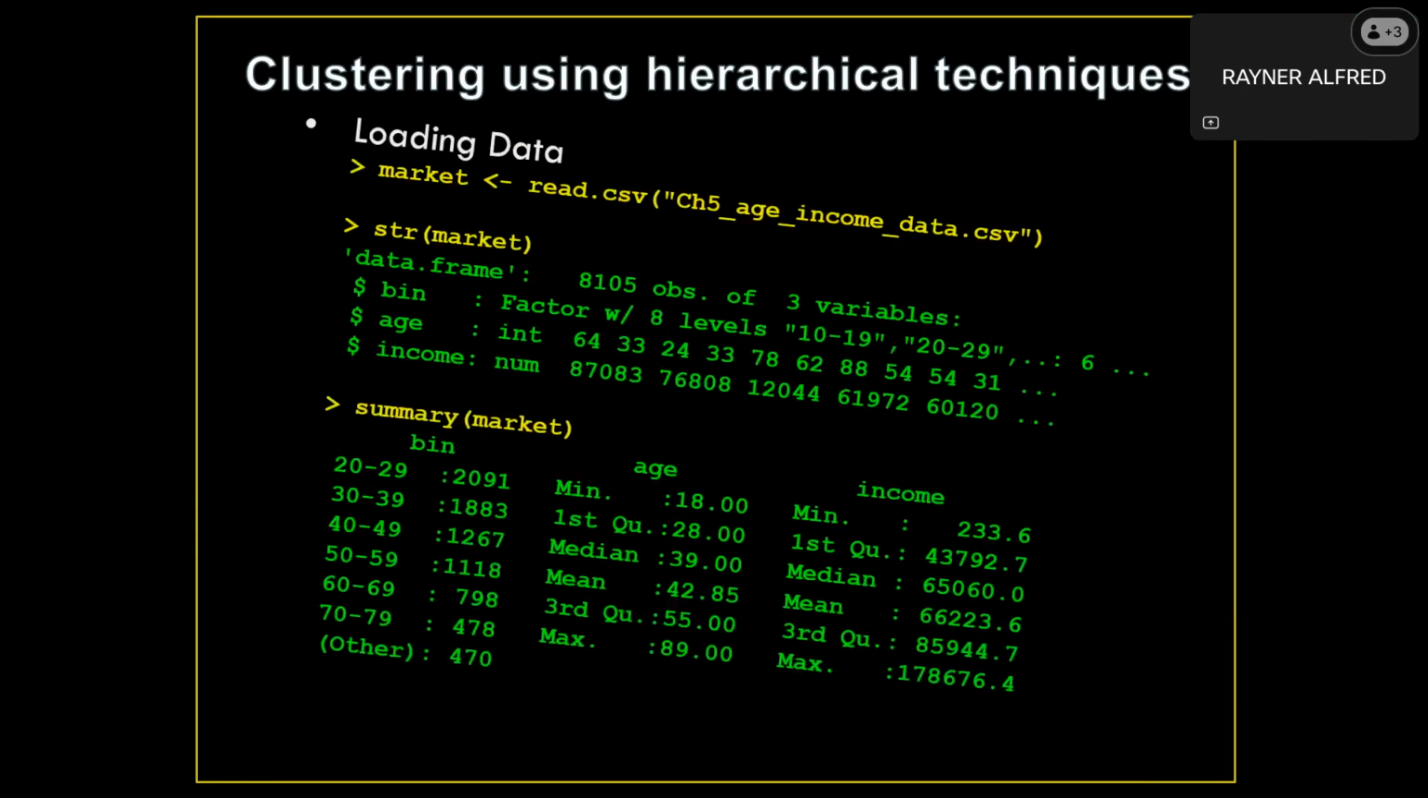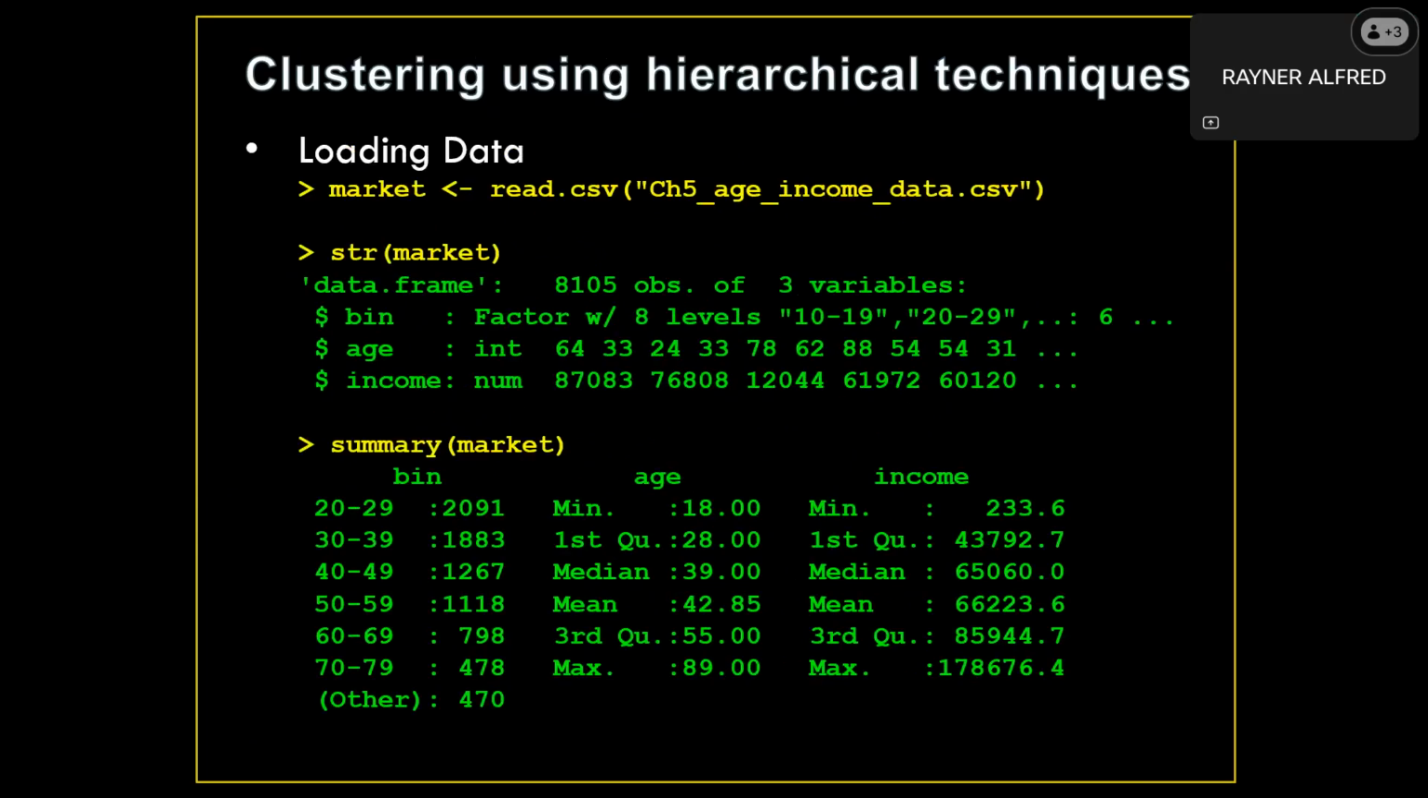So if we try to simulate this using the R software, first we read the market data. This one has age and also income, and also the level. They put discretization, meaning that they have a different level here. So we have the age and also the income here.